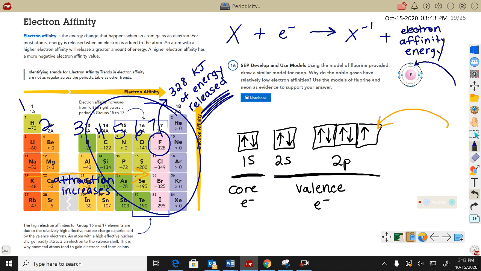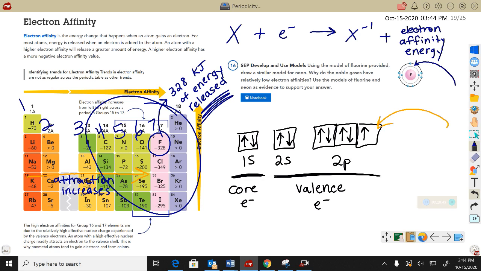And so as the attraction gets stronger going across a group, it's more likely that we'll gain the electron. And when we gain the electron and form something stable, energy will be released. We have to add energy to break things apart. So when I wanted to remove the electron, then I have to add energy. It's attracted to the nucleus. But now here, when I gain the electron and form something more stable, that means low energy. So we're going to release that energy, probably in the form of heat or light.